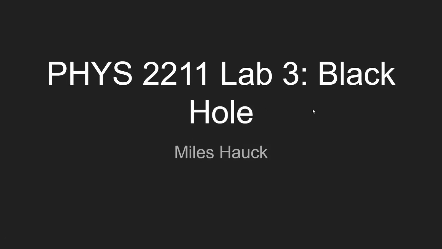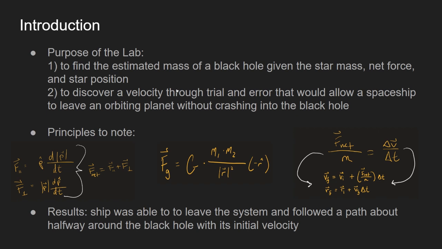So this is my lab report for Lab 3, black holes. To introduce this lab, the purpose of this lab, we had two parts. The first part is we wanted to try and find the mass of the black hole, which we were not given, given the star mass, and then given a net force that we calculated, and also the star position. And then the second part of the lab, we wanted to try and find a velocity that would allow the ship to safely leave the planet and also the black hole without crashing.